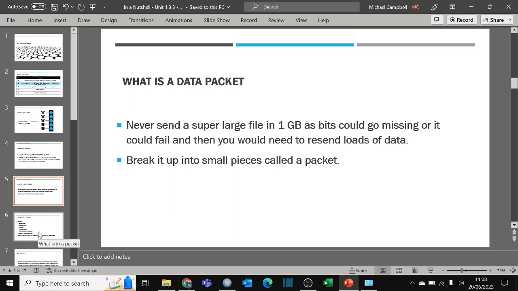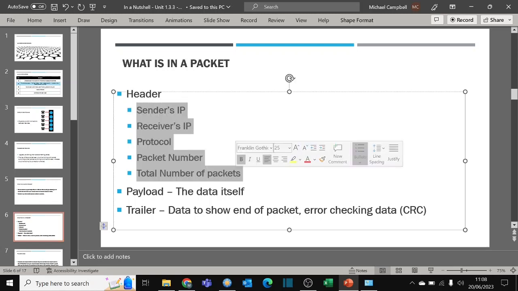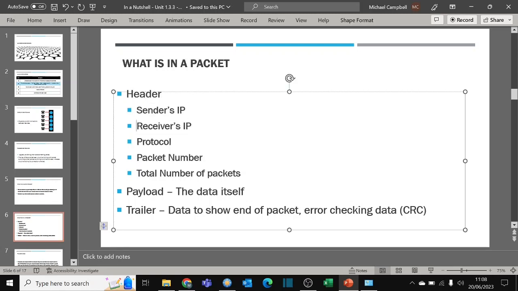Okay. So first thing is what's in a packet. Well, it's three parts. There's the header, the payload, and the trailer. The header has these things in it: the IP address of the person who sent it, where it's going, obviously, the protocol used, the packet number, and the total number of packets, so it can be reassembled at the other end. Then the data itself, and then a trailer, which can have some error checking or just some end of data stuff. It's called cyclic redundancy check.